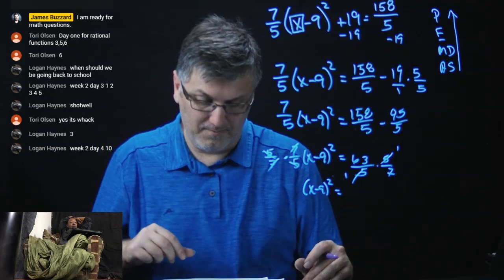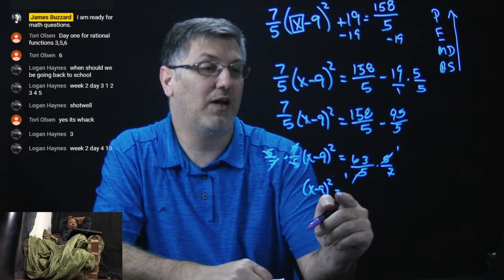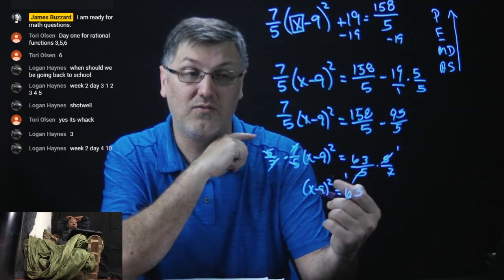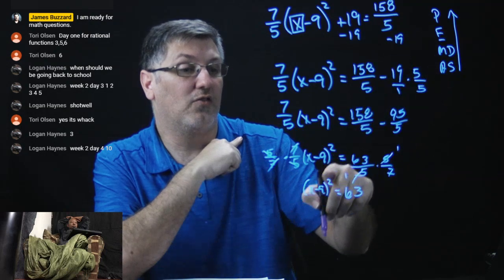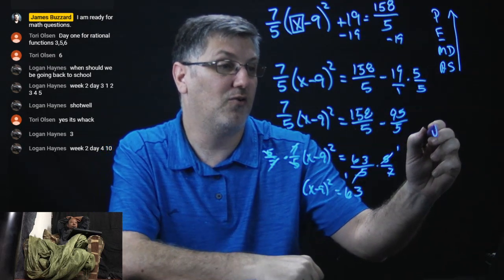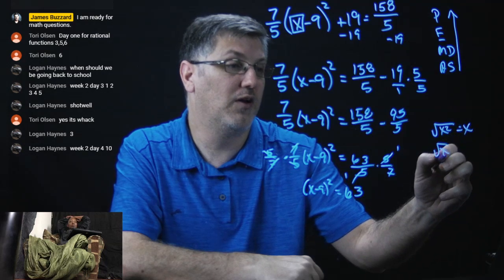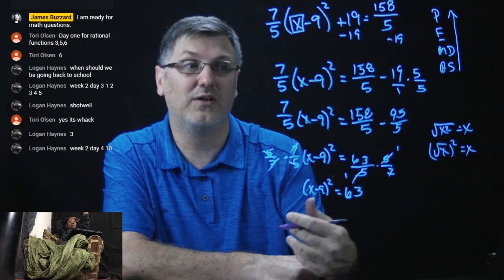Yeah, it's 158. All right, so this gives me x minus 9 squared equals just simply 63 because these 5's cancel out. From here, we're done with multiply divide. We go to my exponent. So I have my exponent here, and what you have to know is that the square root of x squared equals x. The square root of what?